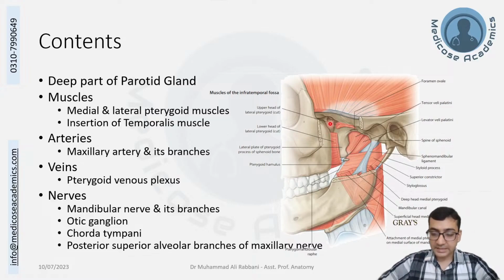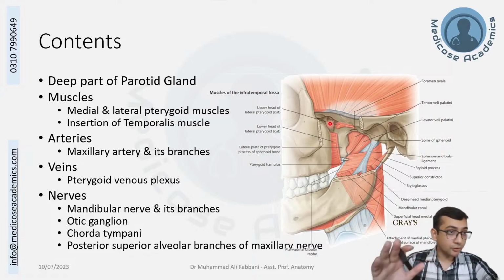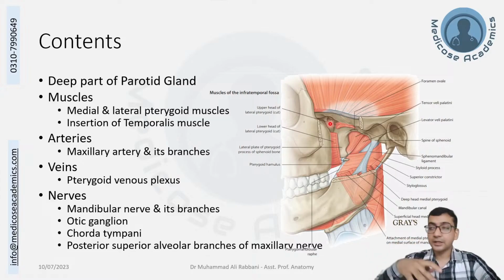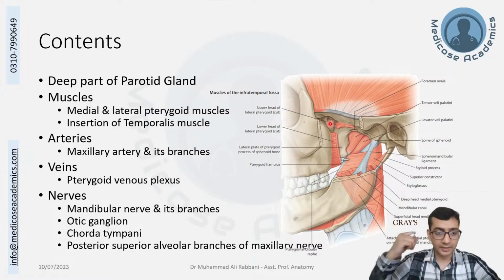There are arteries, the maxillary artery and its branches. There are a lot of branches of the maxillary artery. We will be going through them in this lecture. These are about 15 branches of the maxillary artery, about 10 in the infratemporal fossa, about 5 in the pterygopalatine fossa. And then there are nerves.